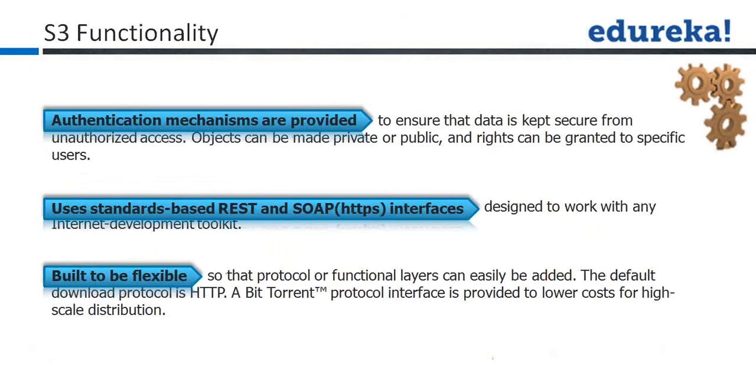Amazon provides a slightly different authentication mechanism to ensure that data is kept secure from unauthorized objects. Objects can be made private or public. You can even give them different rights also. We saw the access control list. The bucket policy will be seen in day 5.